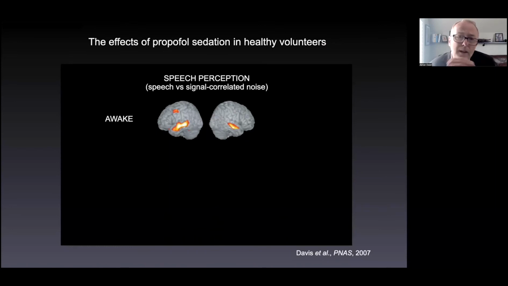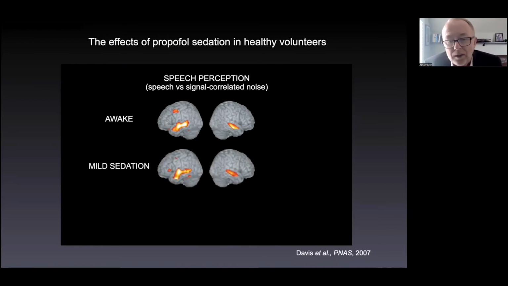And what we did here is we took a group of healthy participants and we gradually sedated them using the anesthetic agent propofol. And that is while they were listening to these same speech stimuli and the signal correlated noise, because we wanted to see what actually altering a healthy person's awareness would do to these speech-specific responses. So that's what you've seen previously, bilateral activity in the middle and superior temporal gyri when the participants are awake.